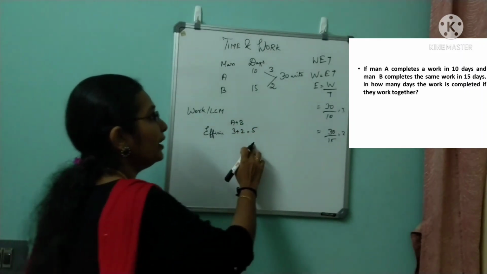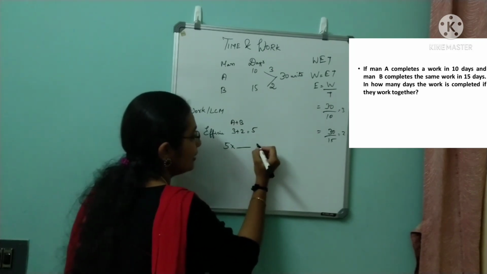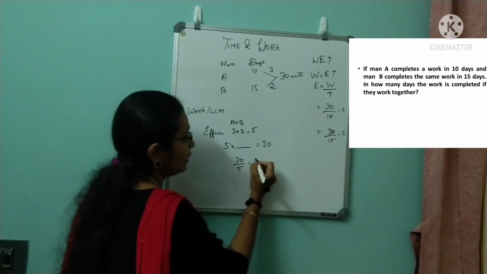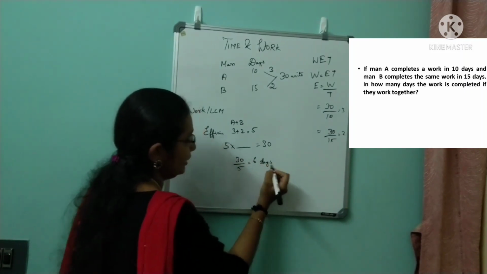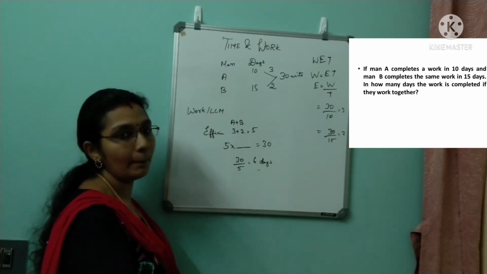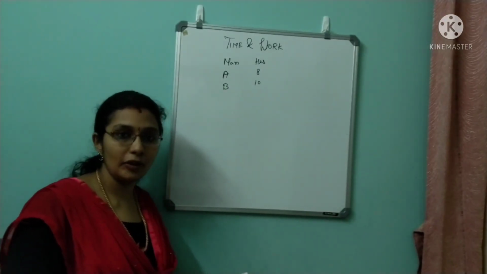So how many days will they take to complete 30 units? 5 into what is equal to 30, or 30 by 5 as per the formula. It will give you 6 days. So it will take 6 days for both A and B to complete their work. Clear? Here is our next question. Try to solve it by yourself.